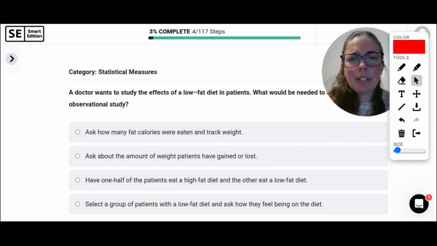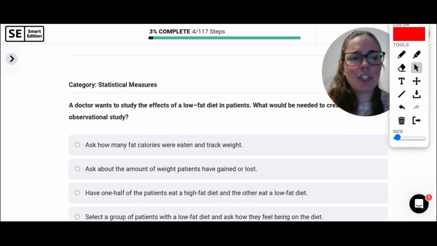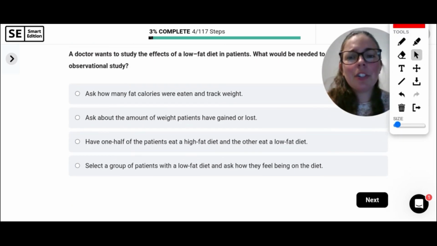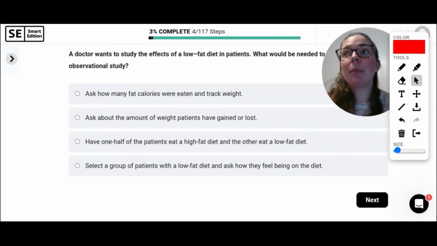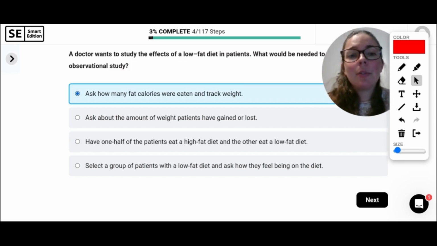All right, a doctor wants to study the effects of a low-fat diet in patients. What would be needed to create an observational study? So an observational study is not an experiment where you are having a control group and really comparing. You're really just observing and seeing what happens. So if we see how many fat calories are eaten and track people's weight, we're just observing what happens in order to find a pattern. So that would be option number 1.